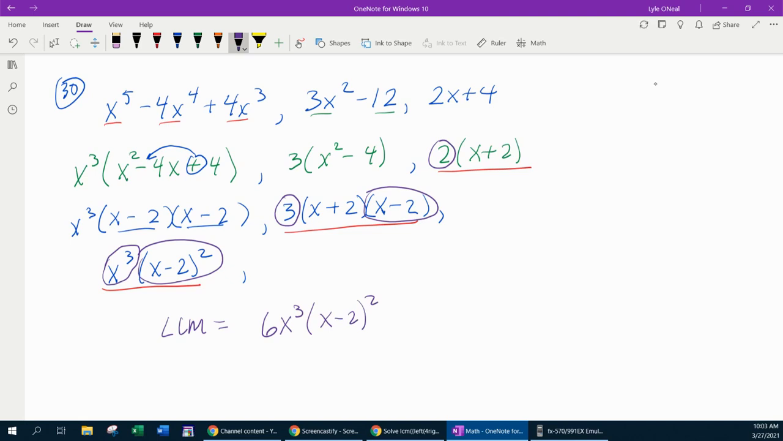So what have we taken care of so far? We took care of the 3 and the 2 for the 6, the x cubed for the monomial factor, the x minus 2's have been taken care of, and then look, we have a common factor of x plus 2, both of those to the first power, so x plus 2 has to be part of our LCM. Now, once you've taken care of every factor that each one of those expressions has, and make sure that it's represented down here in your LCM, you're done.